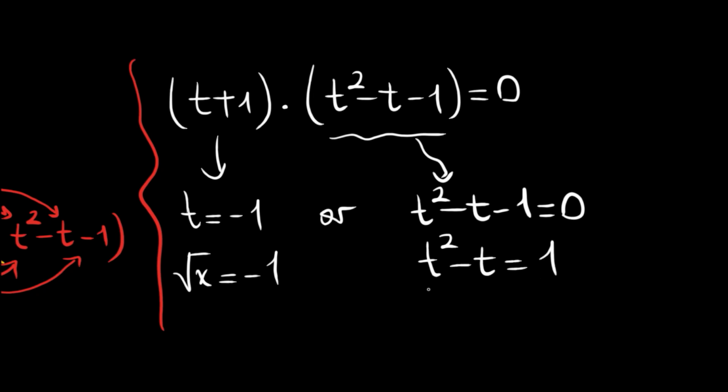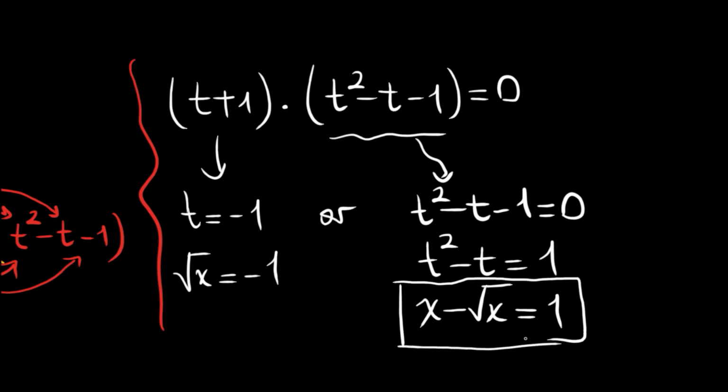And remember, t² was equal to x and t is equal to √x. And this is exactly what we want to find. x - √x = 1 is our final result.